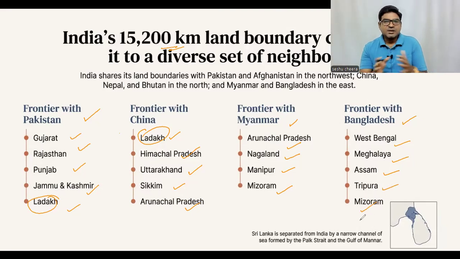Sri Lanka is separated from India by a very narrow channel of sea, a narrow gap of the sea, which is known as the Palk Strait, in the Gulf of Mannar region. This separation point is called the Palk Strait. The Palk Strait separates India and Sri Lanka by a minor distance of roughly 18 kilometers, subject to correction.